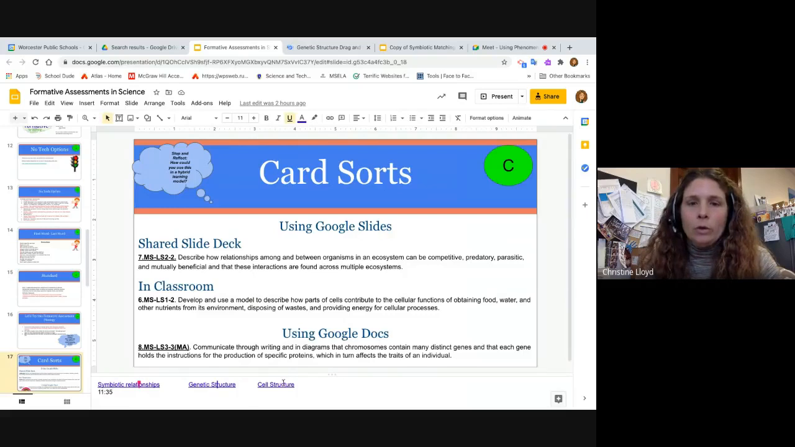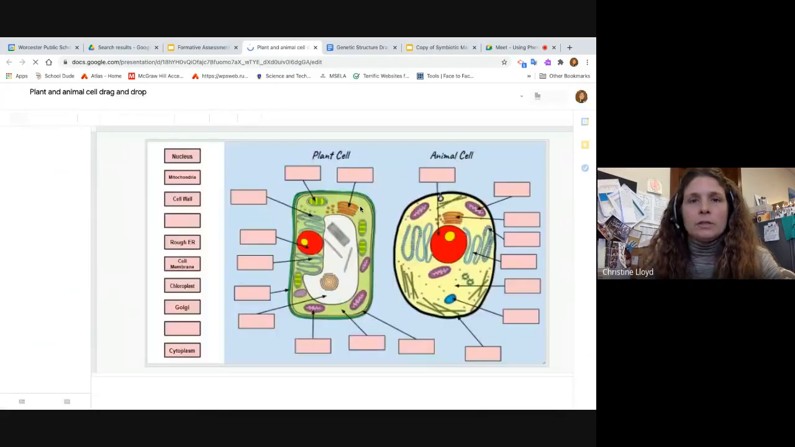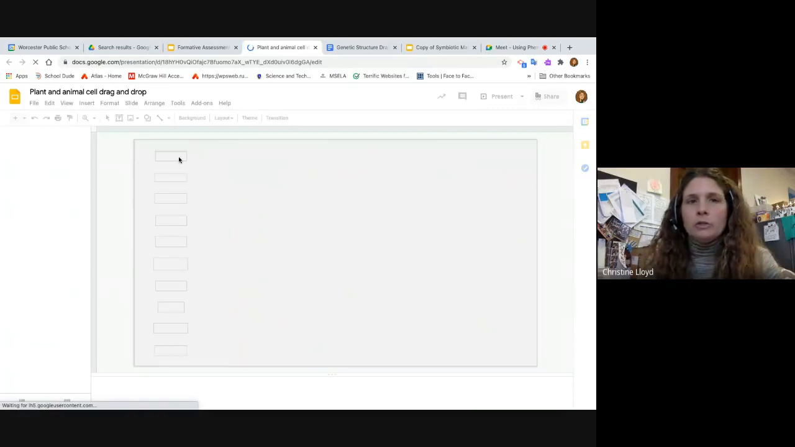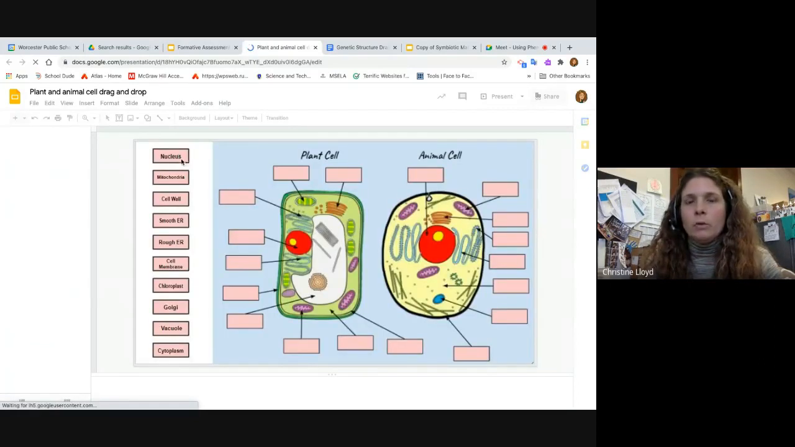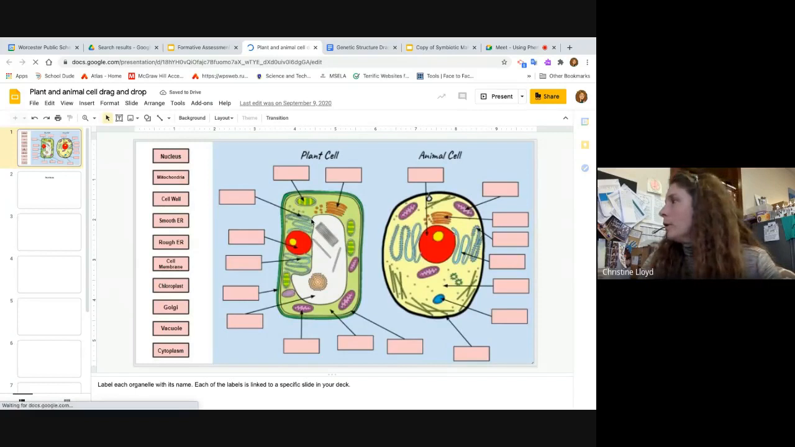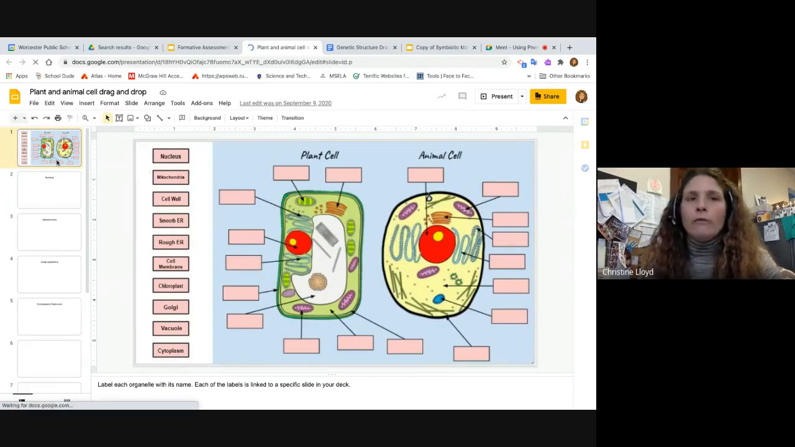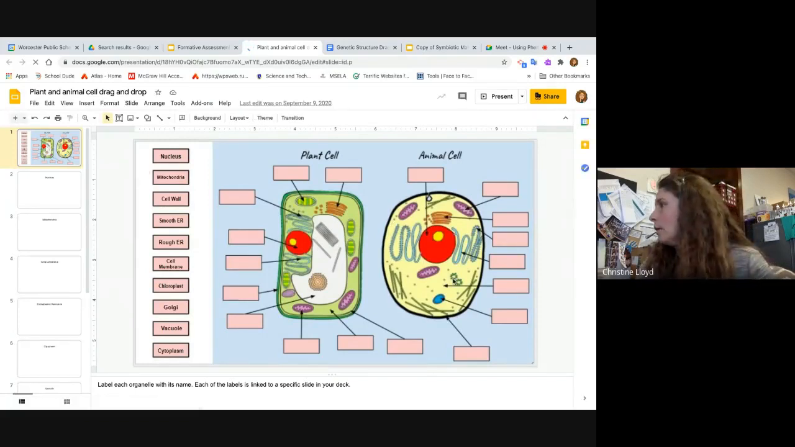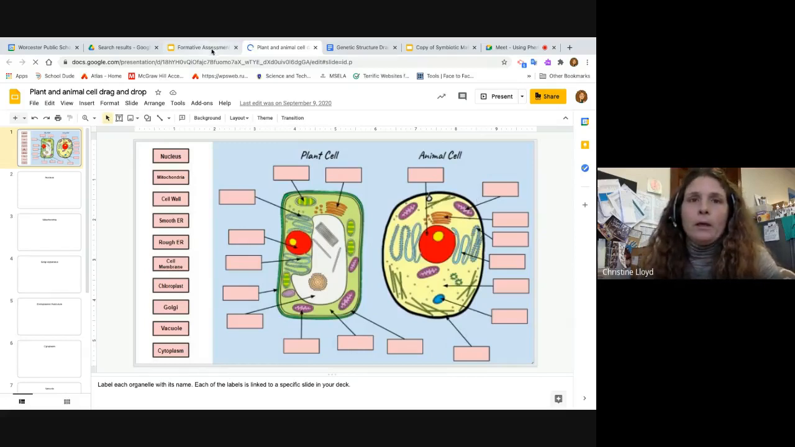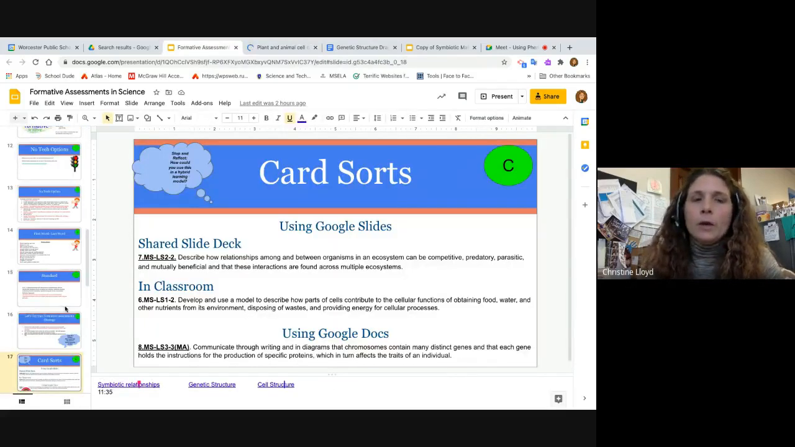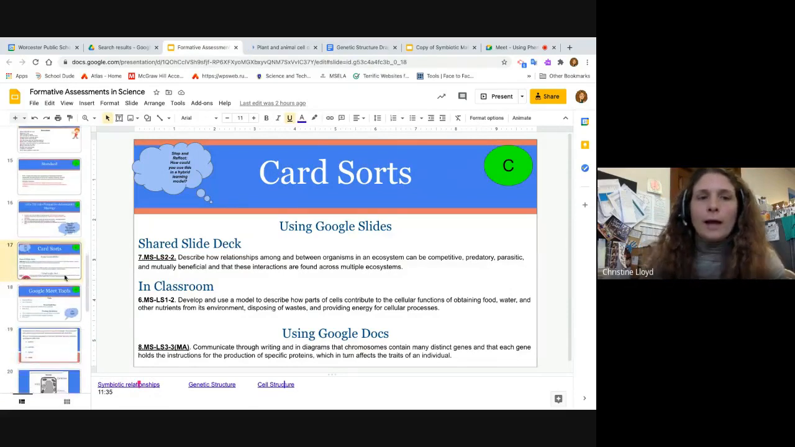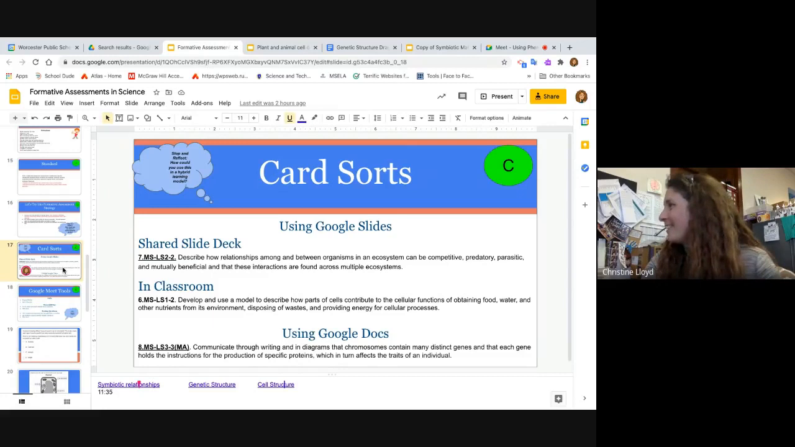And then, of course, you have your modeling, which we love in science. So this is a diagram, and having students, right, moving the correct organelle to the cell structure. I'll very quickly be able to see what they're being able to do, and then move from there. All right. Any questions on card sorts? I have a feeling these aren't as novel as they were, right, when we first started.